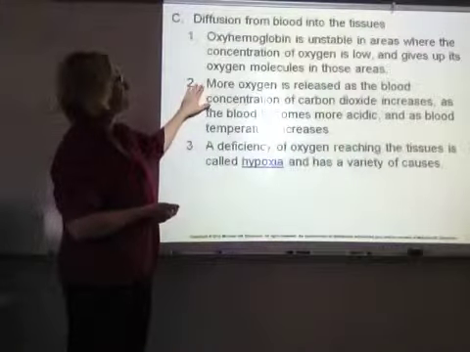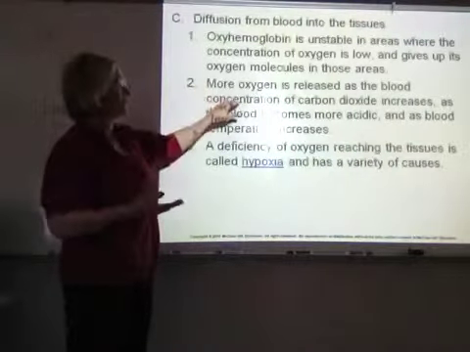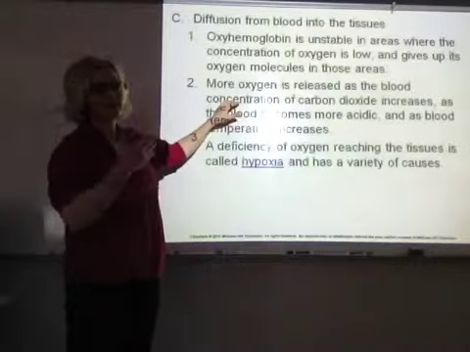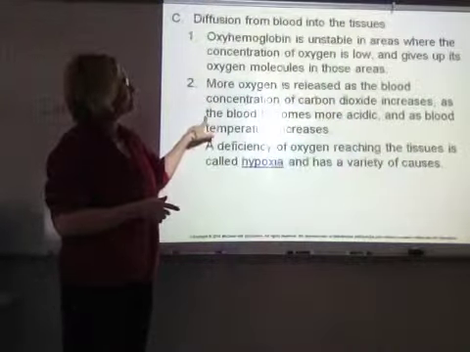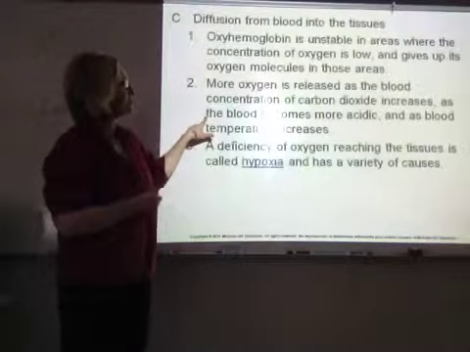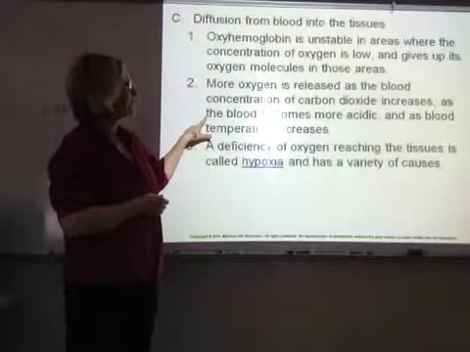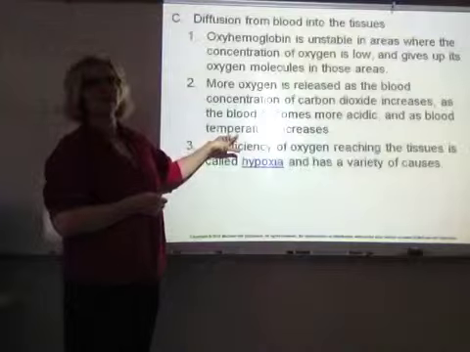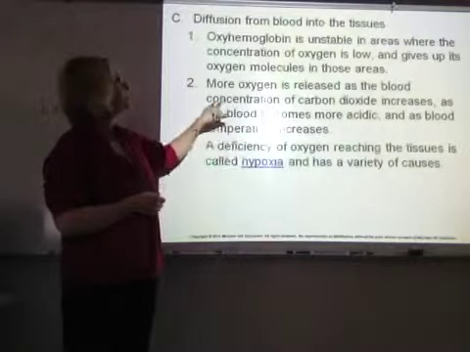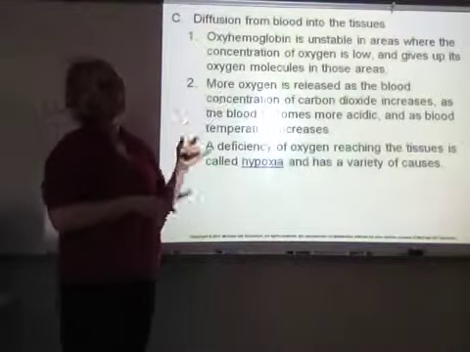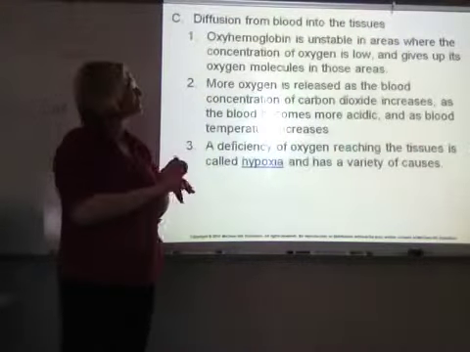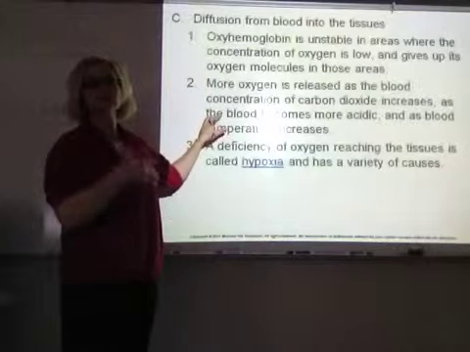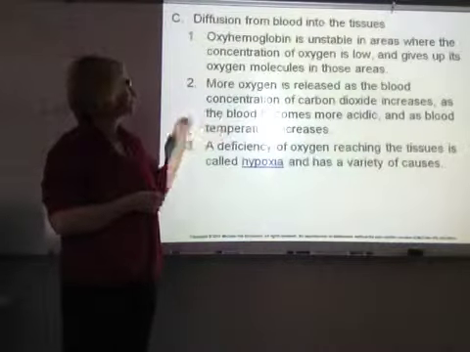More oxygen is released when there's a high amount of carbon dioxide because they're going to replace each other. When blood becomes more acidic, more oxygen is also going to be released, and if you have a high blood temperature. So more oxygen is released if I have too much carbon dioxide, if my blood temperature is high, or if my blood for some reason is acidic.